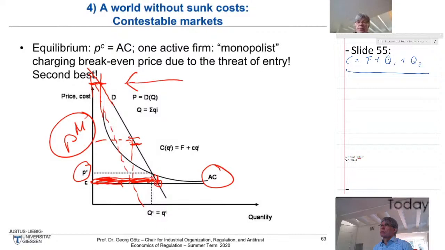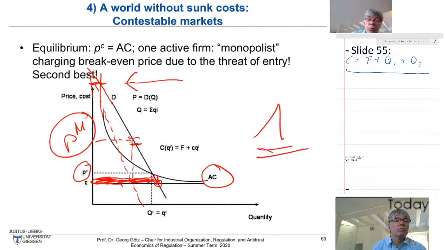The point here, and what's really the achievement by Baumol, Panzar and Willig, is this: how many firms are active in the market? Only one. You have realized all economies of scale. And why does this single firm charge only the price equal to average cost and not a higher price? Because of potential competition. One firm is in the market.